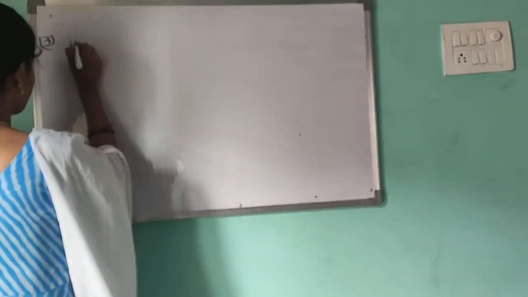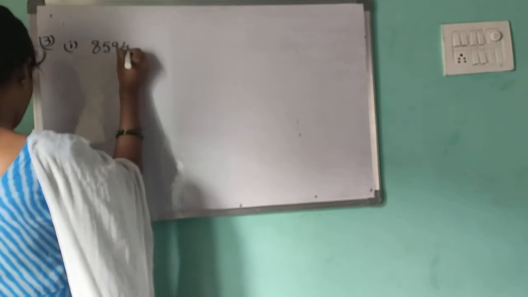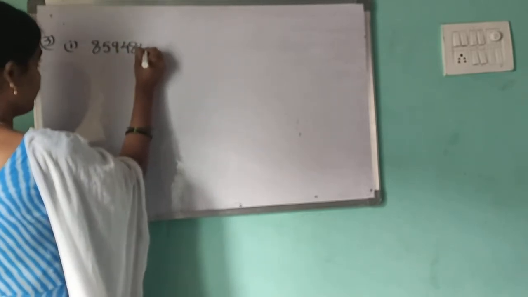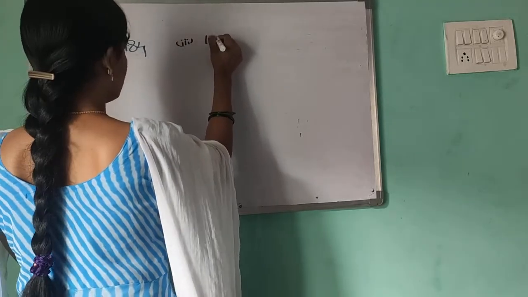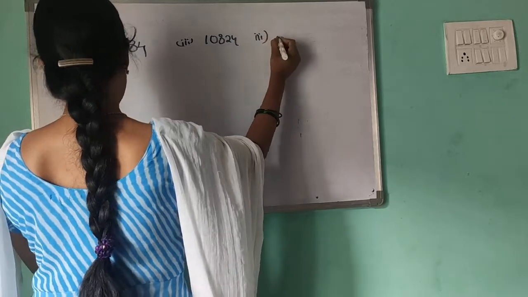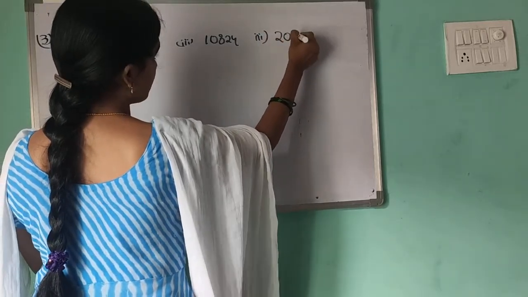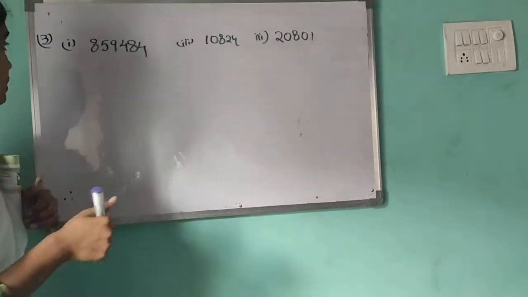So let's find the first one: 859484. Second one: 10824. Third one: 2080. Let's see whether each is divisible by 11 or not.